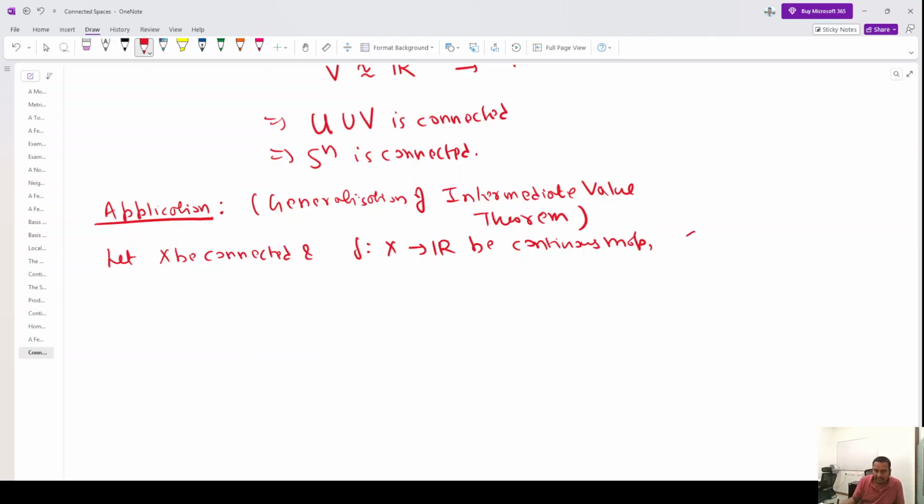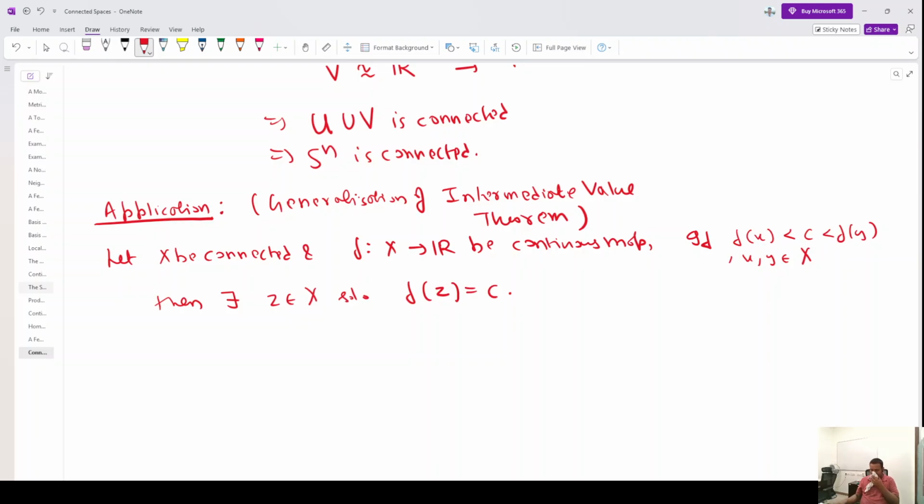So if, let us see, if I have this some f(x) less than c less than f(y), x, y in X, basically between any two values of f, it assumes every value. That's what I'm gonna write. Then there exists some z in X such that f(z) is c. So that is the very first application we're gonna do.